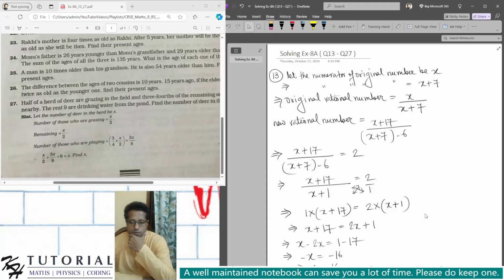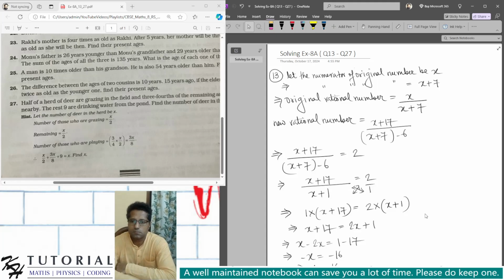The next video on this chapter will be solving the objective questions, which is exercise 8. I think I made a mistake. This was actually exercise 8B. So next I will solve the objective questions from exercise 8C, and finally I will solve test paper 8. So please stay tuned for the next upcoming videos on this chapter.